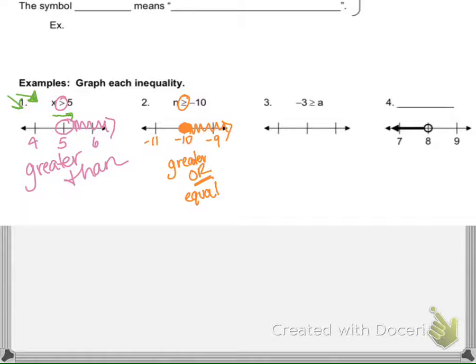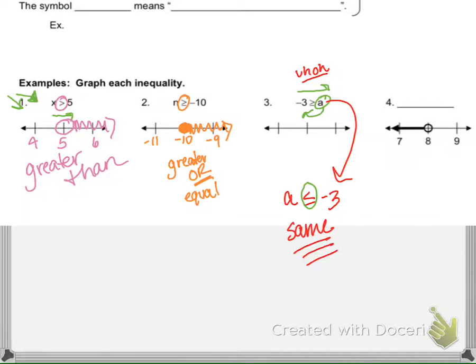Now number 3 is a little tricky because you'll notice that the variable is on the wrong side. When that happens, it's going to be easier for you and easier for graphing if you switch that around so that the variable is on the other side. So to do that, I'm just going to switch everything. So A is going to push to the left, and then I'm going to switch this inequality symbol around. It actually says the exact same thing, but we're used to saying that variable first, so that really helps.